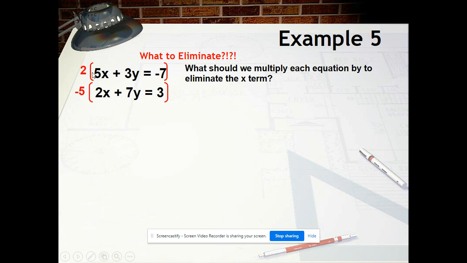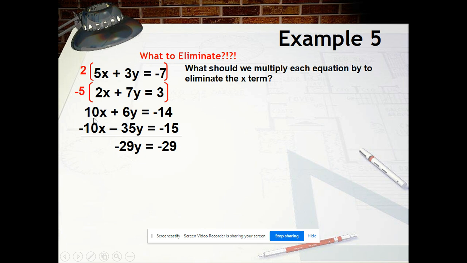In this case, if I multiply the top by 2, I get 10x. If I multiply the bottom one by negative 5, I will get negative 10x. So those are the reasons why I chose these two numbers to multiply to my equations. If I multiply the top one, you will have 10x plus 6y equals negative 14. If I multiply the bottom one by negative 5, I will have negative 10x minus 35y equals negative 15. So you would see that this time my x term has the same coefficient with different signs, which makes it easier for me to eliminate them when I add them.